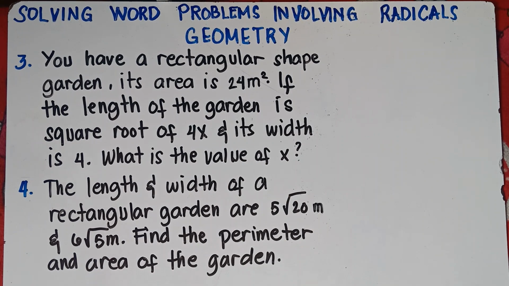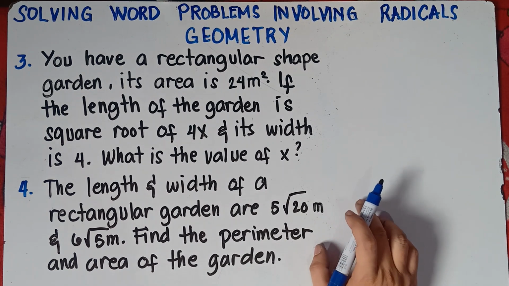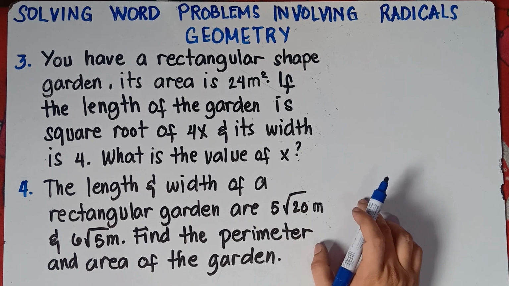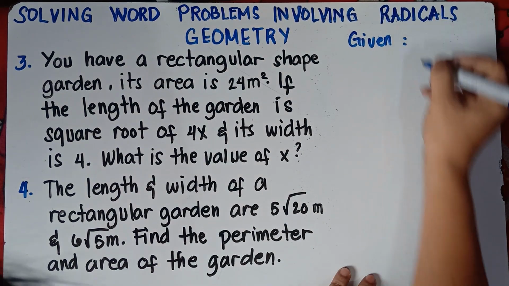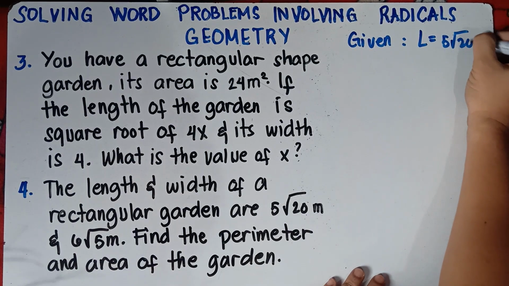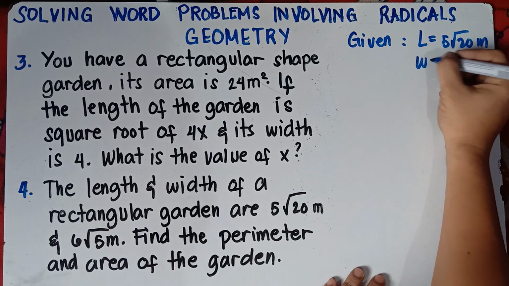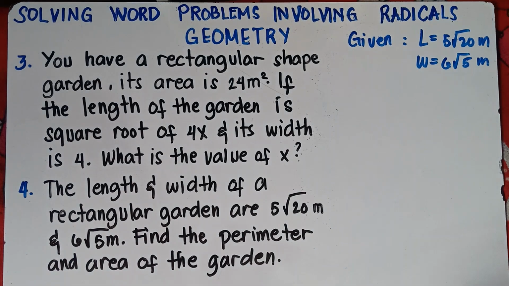Alright, so number 4, the length and the width of a rectangular garden are 5 square root of 20 meters and 6 square root of 5 meters. Find the perimeter and the area of the garden. So once again, you write down the given. Given, we have the length, that would be 5 square root of 20 meters, and the width, that would be 6 square root of 5 meters.